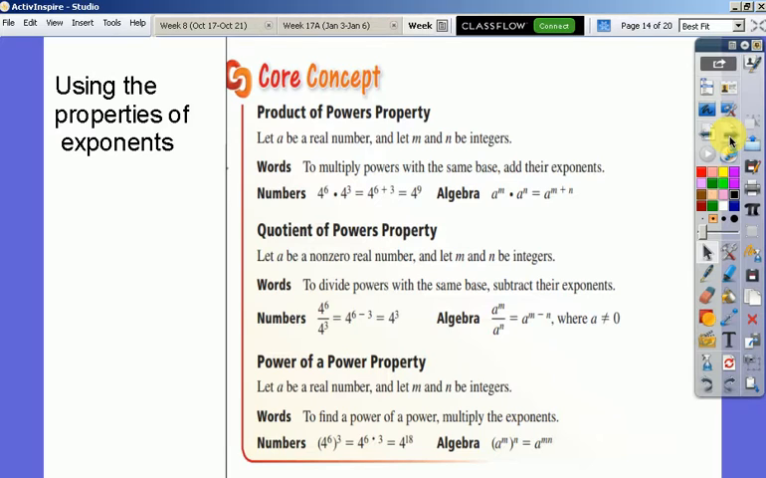The power of power property says that if you have a base raised to an exponent again, then you simply multiply the two exponents. So we have 4 to the 6th raised to the 3rd, which is 4 to the 18th, right?